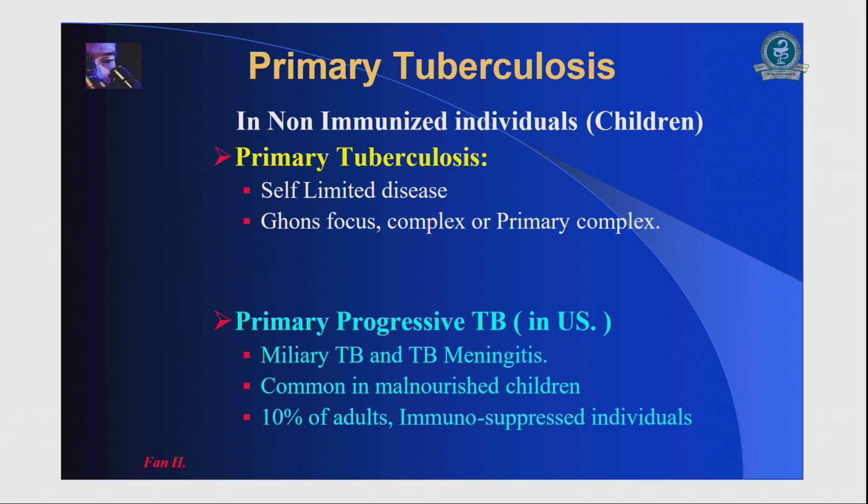Primary TB in non-immunized individuals or in children. Primary TB is a self-limited disease, the Ghon focus complex or primary complex. Also we have primary progressive TB. It is miliary TB and TB meningitis. Common in malnourished children, 10% of adults, and immunosuppressed individuals.